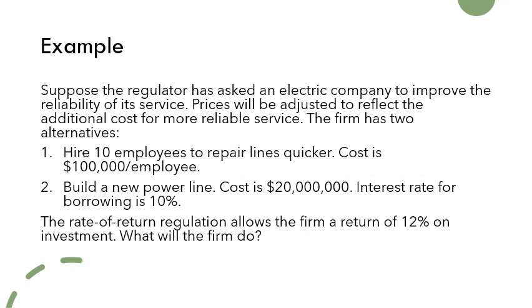So here's an example. Suppose the regulator is asking an electricity company to improve the reliability of its service. The prices will be adjusted to reflect the additional costs for more reliable service. The firm has two alternatives. They can, one, hire 10 employees to repair lines quicker, and the cost is $100,000 per employee. Alternatively, they can build a new power line. The cost is $20 million. The interest rate for borrowing is 10%. The rate of return regulation allows the firm a return of 12% on investment.